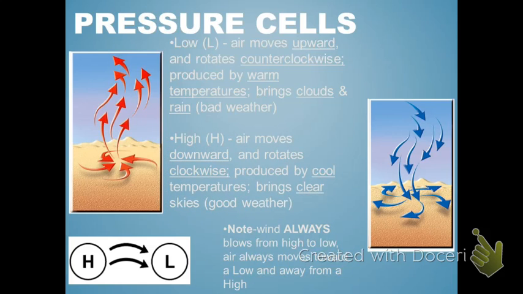High pressure centers are characterized by zones of divergence where winds spiral downward and flow clockwise in the northern hemisphere. The resulting weather system is called an anticyclone and is associated with good weather, clear skies with cooler, drier air.